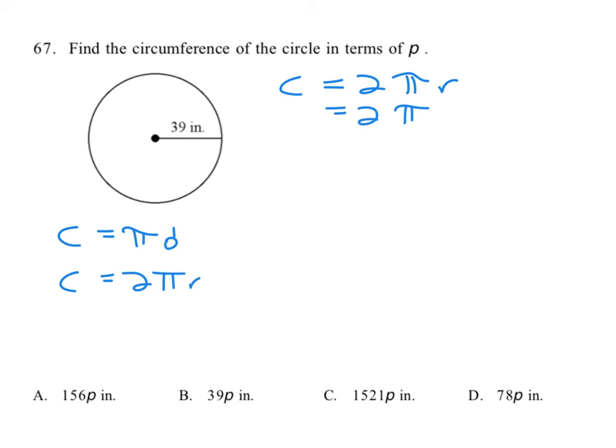But we do have a radius measure of 39 inches. And so what we're going to do here is multiply 2 times 39, which is 78. And the way that you write it is 78 pi. 78 pi, that's a number. And then you put the units at the end, that number of inches. So 78 pi inches for the circumference. And that is D.